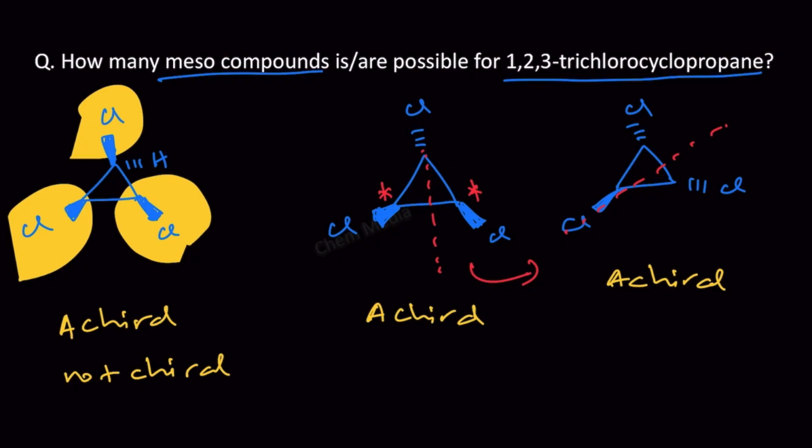But the same definition we cannot apply in the case of 1,2,3-trichlorocyclopropane. So that's why I mentioned that this is a tricky question. So the number of meso compounds in this case is 0. That's the correct answer.